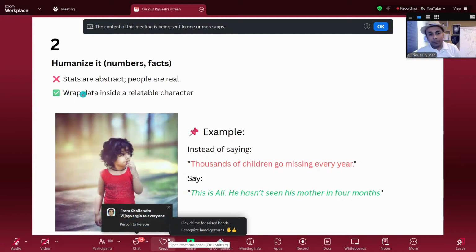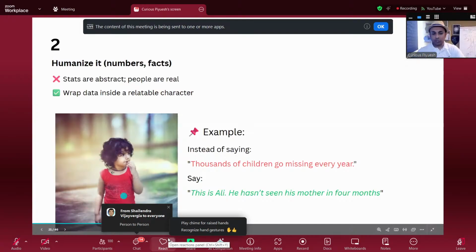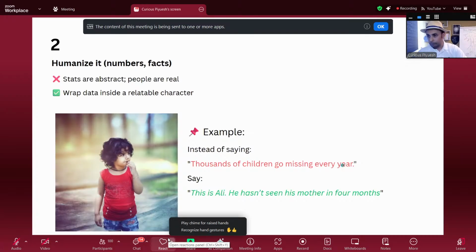So wrap data inside a relatable character. Example, instead of saying, now see, this is the picture. And imagine that this is a picture which I have taken to show that thousands of children go missing every year. This is data.